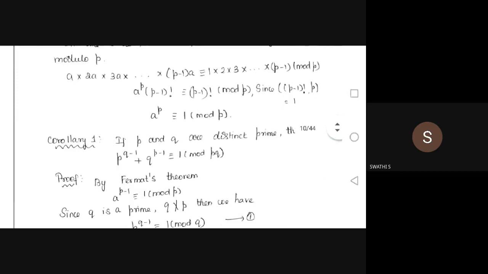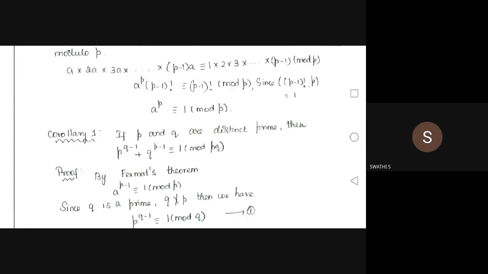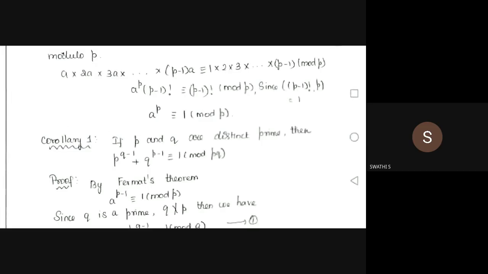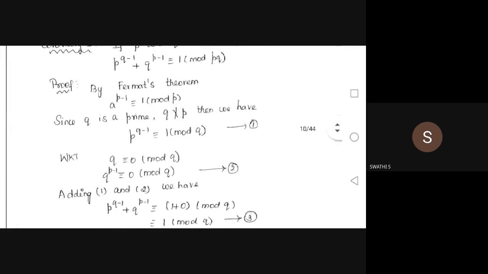Based on Fermat's little theorem, we have seen corollary 1: if P and Q are distinct primes, then P power Q minus 1 plus Q power P minus 1 is congruent to 1 mod PQ. This proof was explained in the last class.